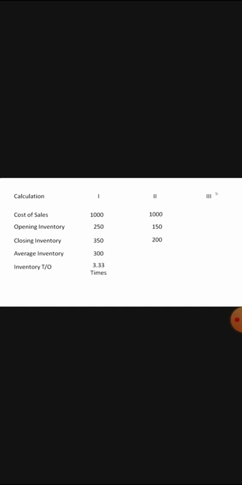If the inventory turnover ratio is high, it means it's good for the organization. If it is low, it means goods are getting stagnated, it is not getting rotated, no movement is happening. Okay, so that's about inventory turnover ratio. I'm just keeping this, I have shown in Excel.